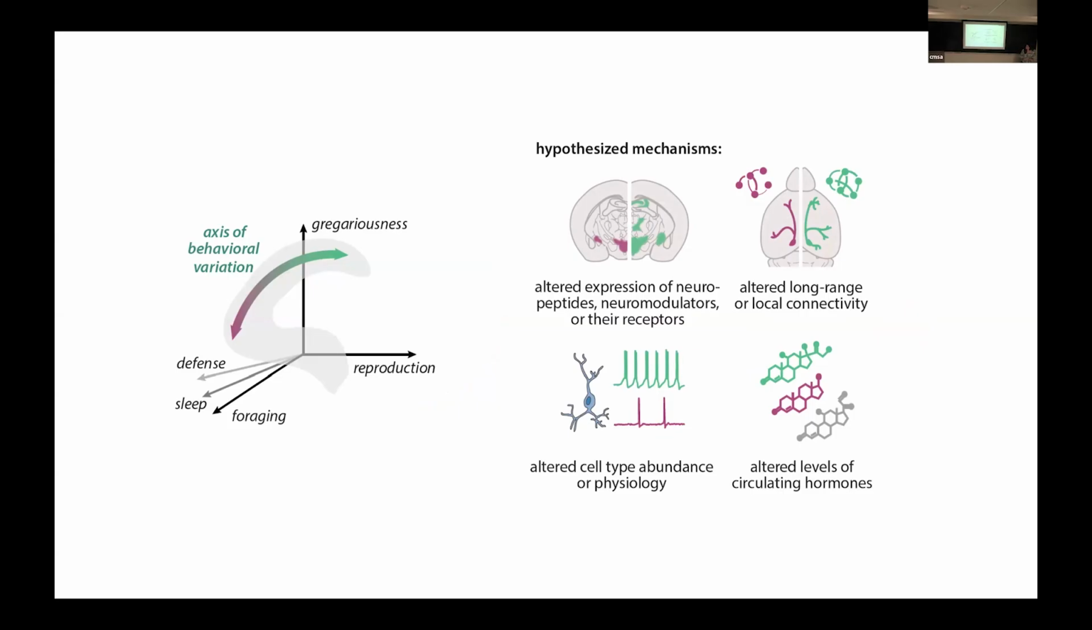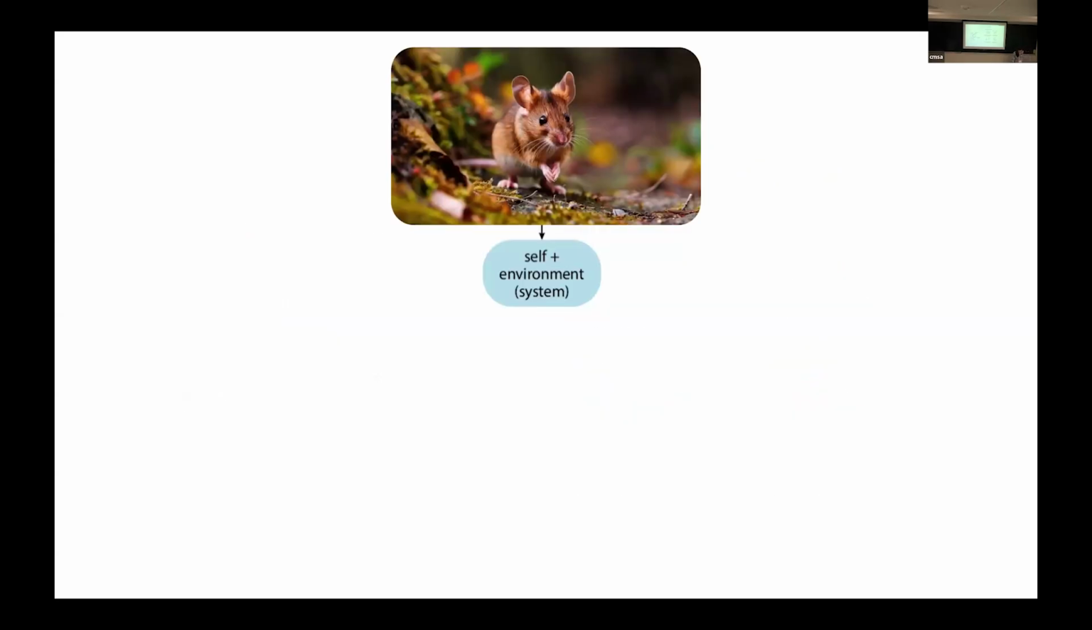Things that brains can evolve, like changing where you're expressing neuropeptides and neuromodulators, how different brain areas are connected to each other, the physiology of neurons, circulating hormones. So these are all molecular tools that brains have access to shift the dynamics of neural circuits and shift how they process information to alter expression of behavior. So for today, I'm going to focus mostly on the behavior side.